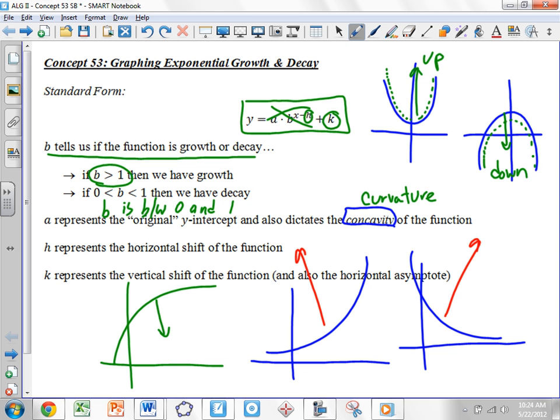Okay? Curvature. Okay, so growth and decay happen to both be concave up. We're going to see today when growth and decay are not concave up what happens, and we'll talk about that.